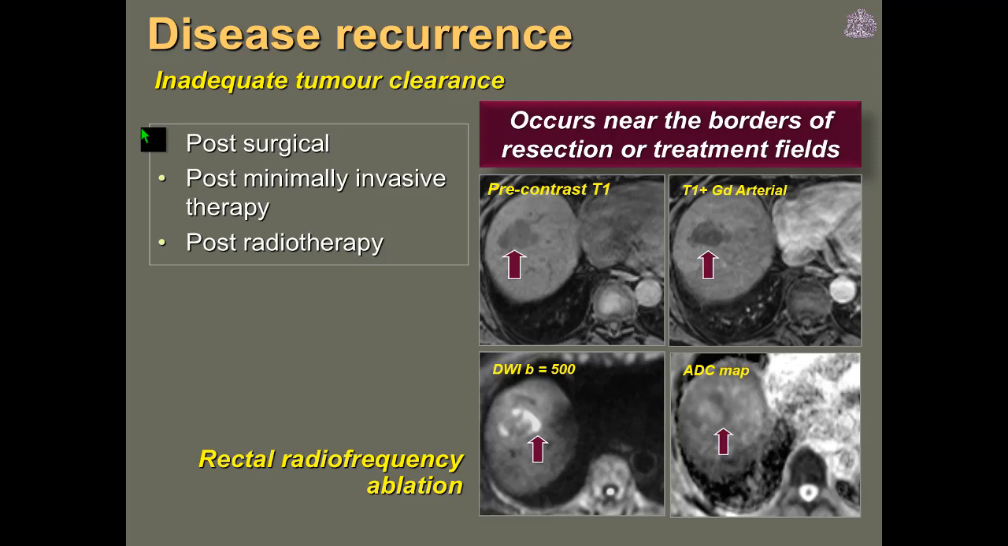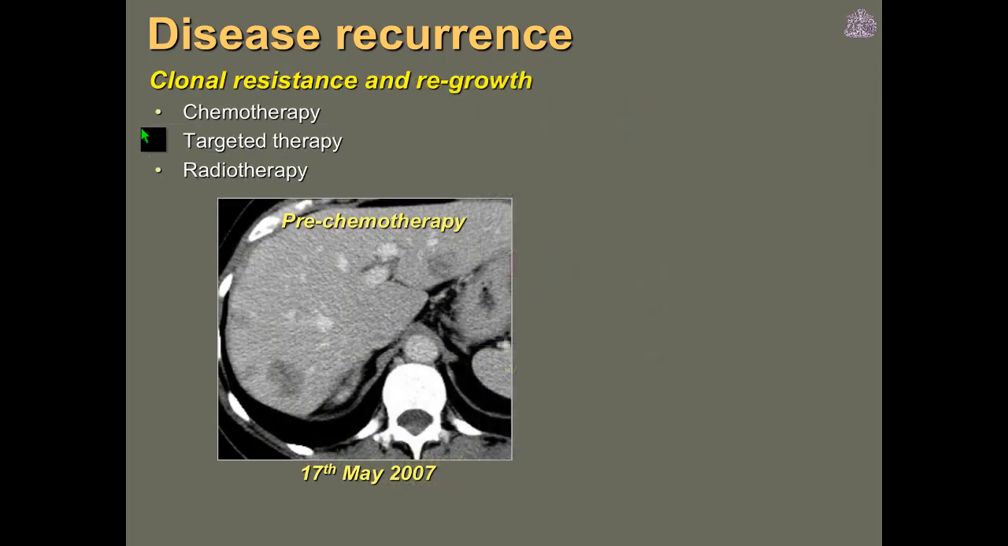So here we have on the pre-contrast T1 imaging, you can see an irregular shaped defect on T1 weighted imaging. And on the arterial phase, it's really quite difficult sometimes to see the area of hyper-enhancement, particularly in the colorectal metastases. And we are helped here by the diffusion weighted imaging that shows you the rim of cellular hypersignal and low ADC value that is associated with the disease recurrence.